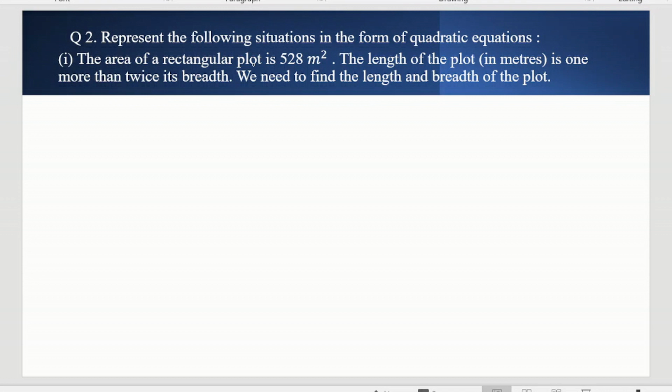So the first question is, the area of a rectangular plot is 528 meters square. The length of the plot is one more than twice its breadth. We need to find the length and breadth of the plot. So first let us assume the length and breadth of the plot to be x and y.